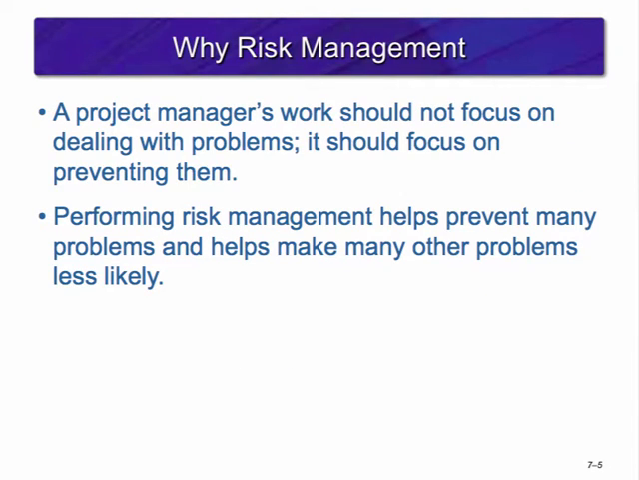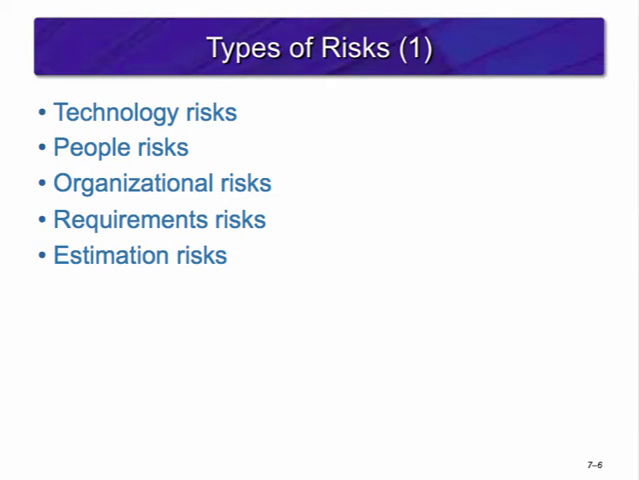As a project manager, you should not be focusing on dealing with problems, but rather you should be focusing on how to prevent them from happening. By performing risk management, you help to prevent problems and help make many other problems less likely. Some types of risks you might encounter as a project manager are technology, people, organizational, requirements, and estimation risk. Let's take a look at some examples of these.